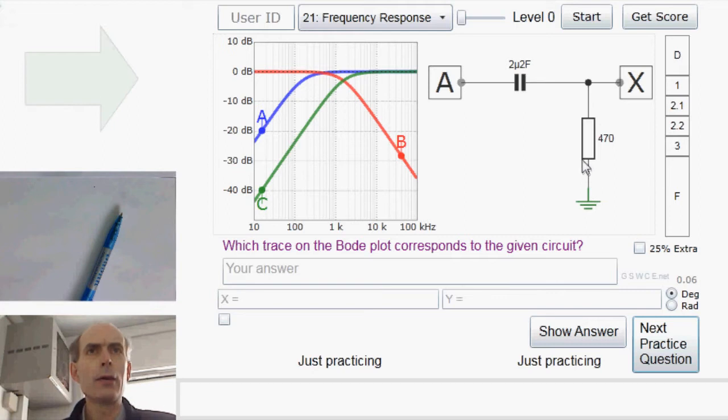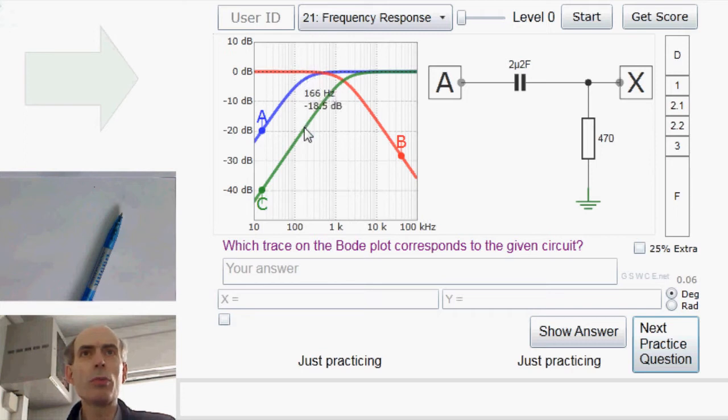ground. Now at very high frequencies you would expect the gain of this circuit to be 1 or 0 dB, because at very high frequencies a capacitor looks like a short circuit, just a piece of wire. So A would be connected straight to X effectively, and that would give you a gain of 1. That means that it cannot be B. The answer must be A or C.